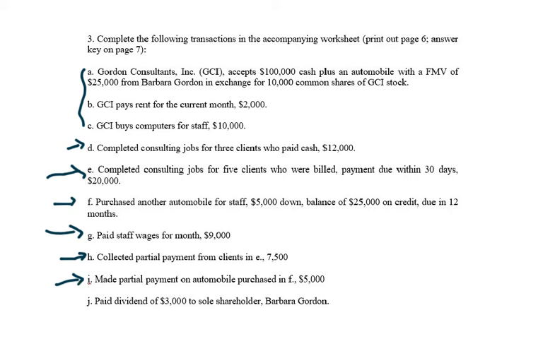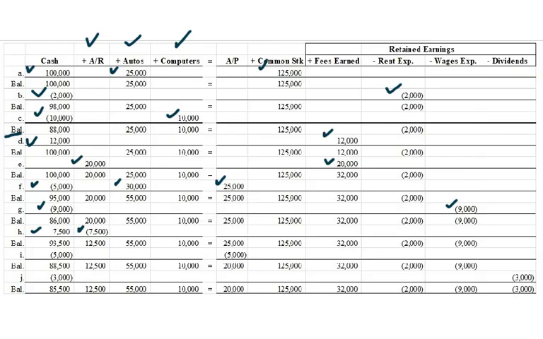I, made partial payment on an automobile purchased in F, 5,000. So in this case, we're paying off part of that liability. So that will be demonstrated by doing what? Decreasing cash by 5 and the liability account by 5 as well. Nothing more to that one.